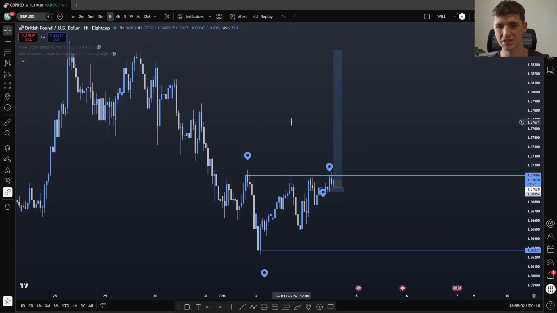So I hope that makes sense, guys. And look, this is actually looking like a pretty good trade. But I hope this makes sense, guys.